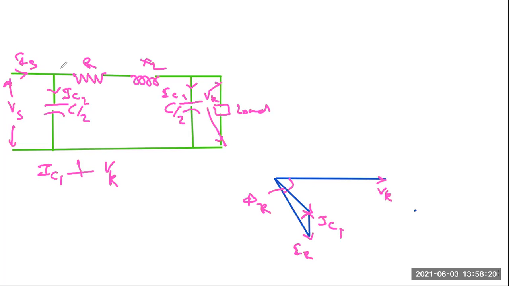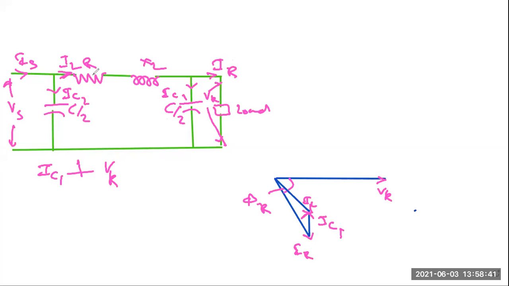Sir, how will that be IR? No, this will not be IR. This will be, let us say, anything, IL for example. Okay, sir. This is IL, and this is your IR. This is your IR. Okay. So this is your IL.